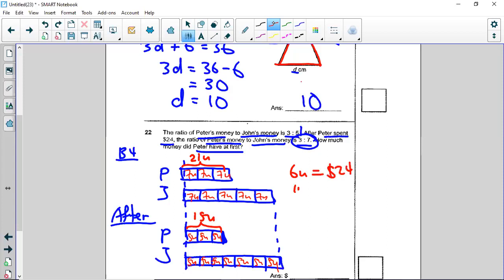So how much is 1 unit? 24 divided by 6, 1 unit is $4. Do you know how to draw the model? You're P6 already, so you're expected to know how to draw this model. All right, the P4s are doing something like this. So you're P6, so you must know how to draw this. Okay, so how much did Peter have at first? Which is 21 units. So 21 times 4, that'll be $84.